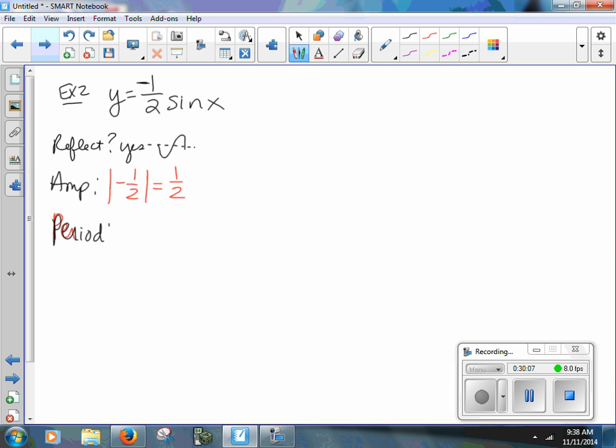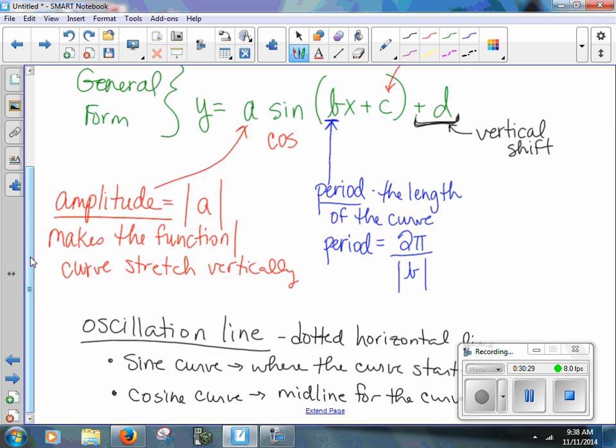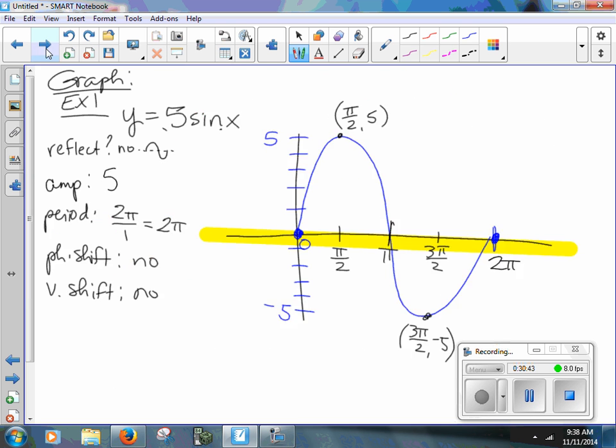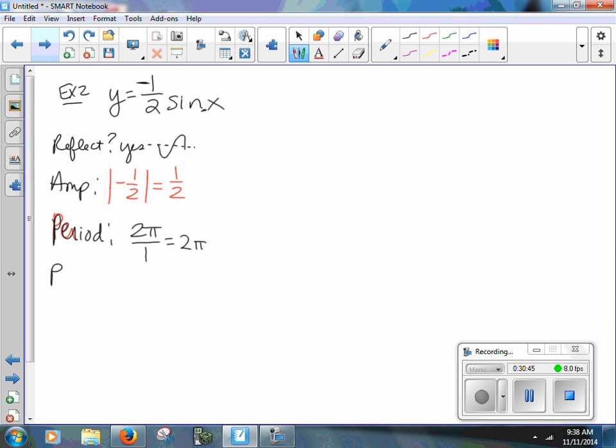Period. What's the period of this? 2 pi over b, which is 2 pi over 1, or 2 pi. Will the period always be 2 pi? No. Do you know where that 1 is coming from? Right here. Your b. That's kind of part of the definition, if you will. It's 2 pi over the absolute value of b, okay? Amplitude is the absolute value of a. Got it? All right, what's the next piece? Period, phase shift. Is there any phase shift?